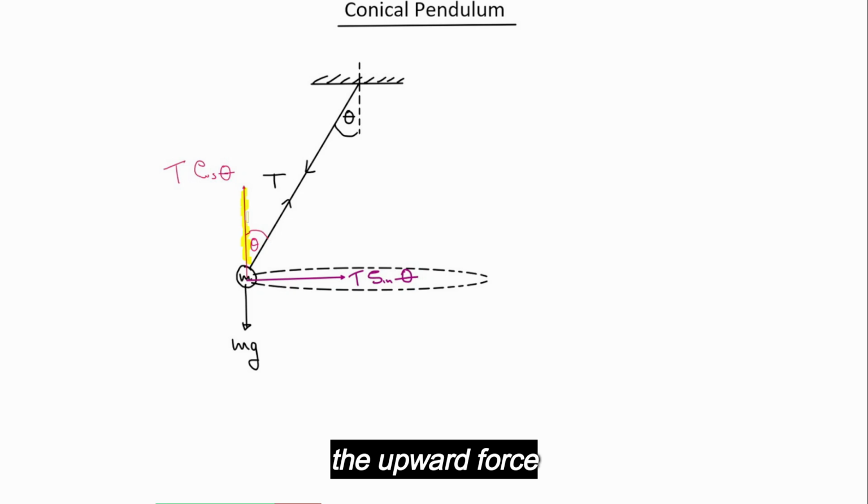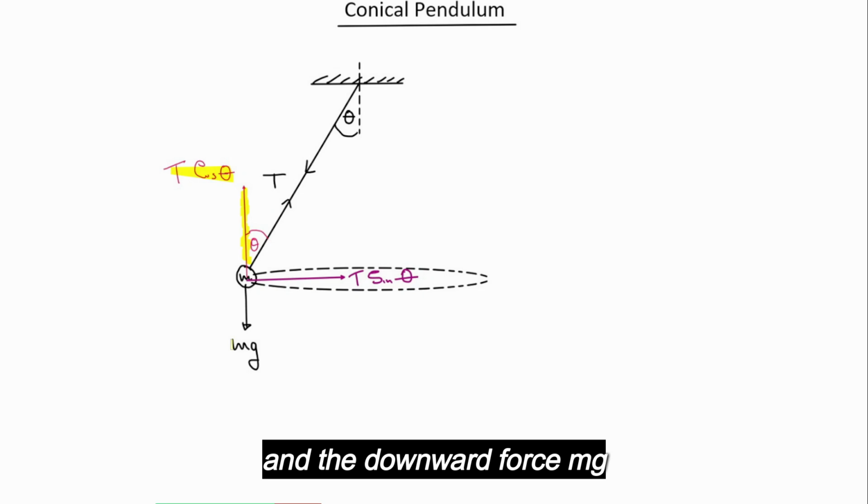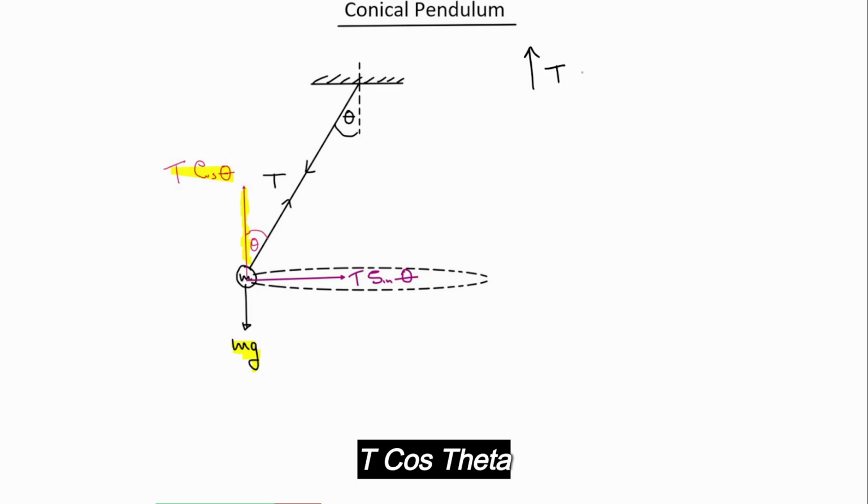So, the upward force T cos θ, which is the cos component of the tension, and the downward force mg should be the same. So in the vertical direction for equilibrium, we can say T cos θ is equal to mg. Let's call this equation 1.